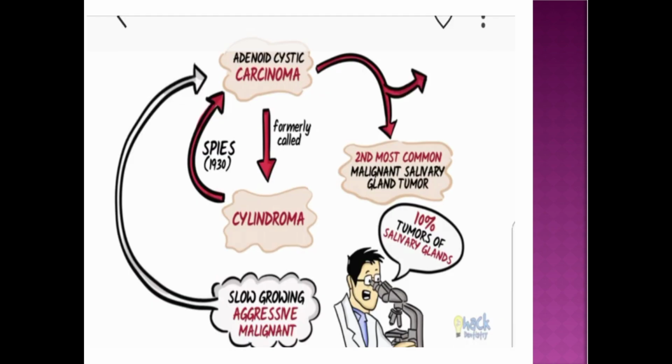Again, adenoid cystic carcinoma can also be called cylindroma. And it is the second most common malignancy of the salivary glands. It is slow growing, aggressive, and malignant.